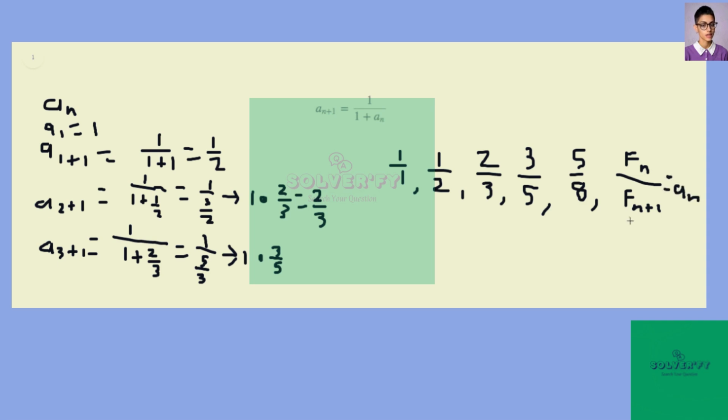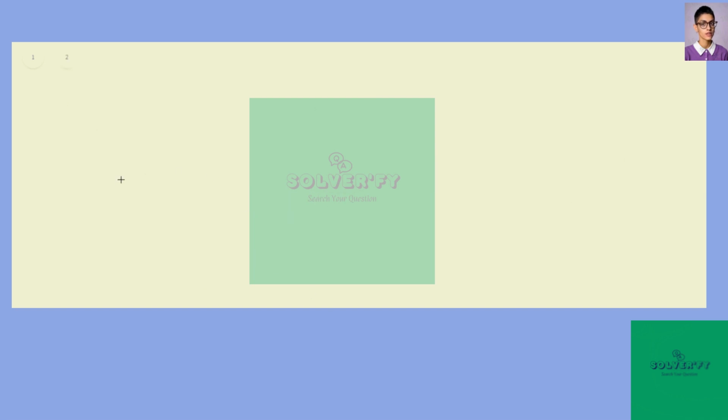But that's only one step. Now we have to prove it is true. So to prove it's true, let's go ahead and use mathematical induction. I'm going to go to a new page. So here's what we're trying to prove is true. F of n over f of n plus 1 is the nth term.